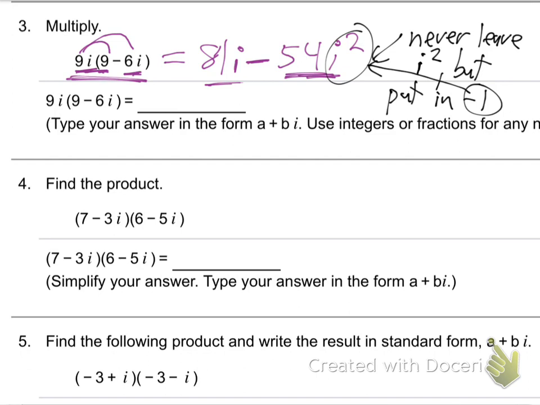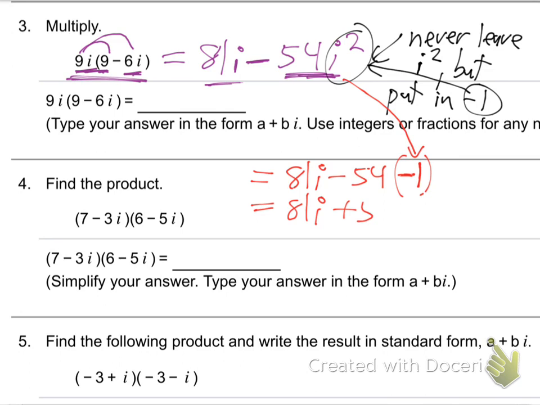So what do we get? We get 81i minus 54. And what's i squared? Negative 1. You guys with me? So I just put right in that i squared spot, negative 1. And so what is that? 81i plus 54. There we go. Oh, they want you to put the real part first and then the imaginary. See how they're saying, write it in the form a plus bi. Real part first, then imaginary. So they want you to actually say 54 plus 81i. There we go.